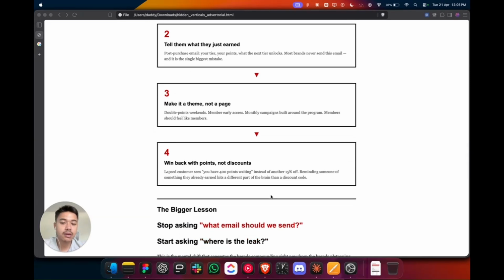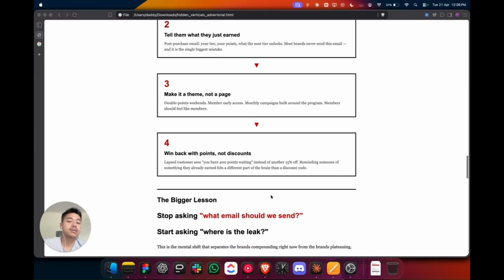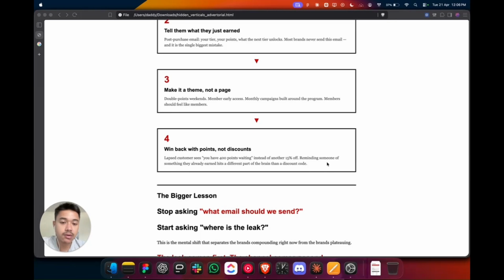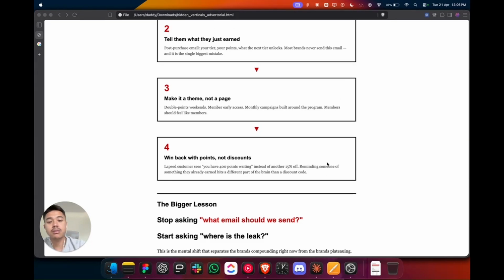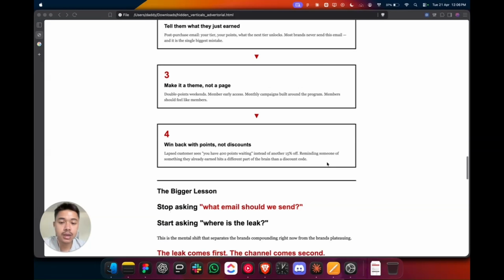Number 4 is win back with points and not discounts. Lapsed customers see you have 400 points waiting instead of 15% off. Reminding someone of something they have already earned engages a different part of the brain than a discount. This is a very smart trick that we pulled off, and it is used across all of the email marketing. This is quite common, but if it sounds new to you, then congratulations, you've learned something today.